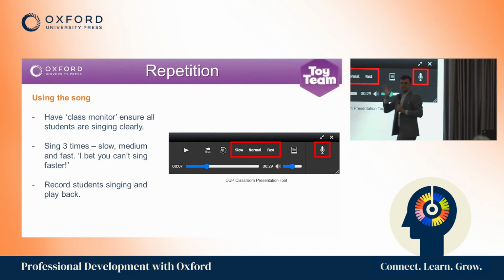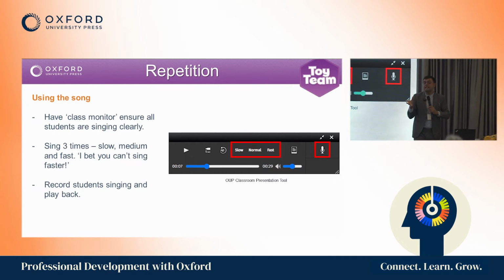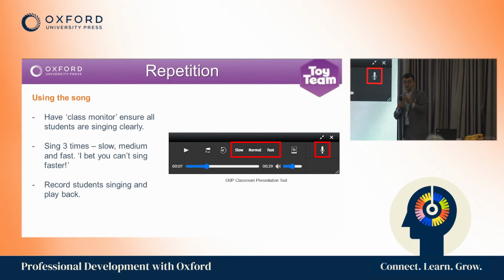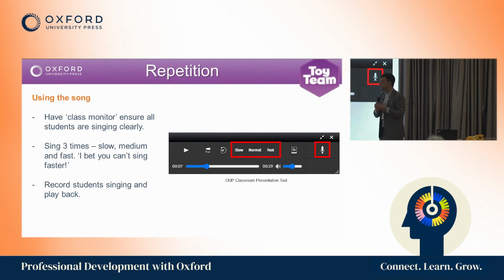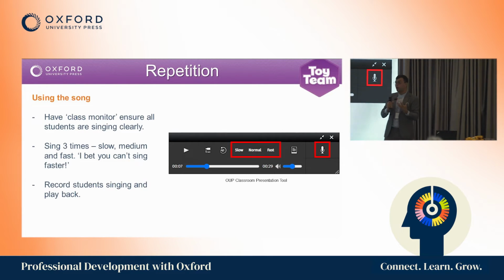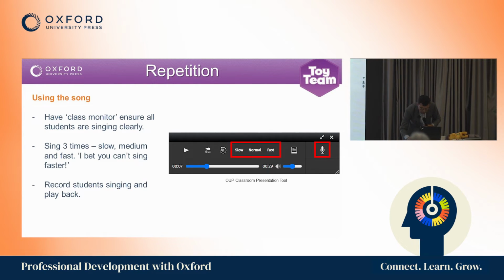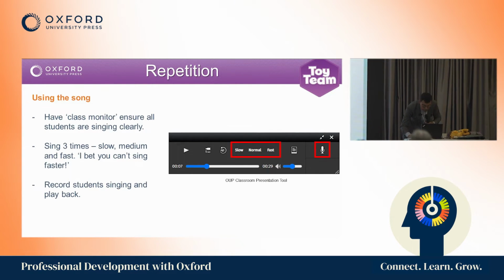By the time you're doing the fast one, it gets a bit silly, right? They're probably not enunciating very clearly, but it's just a bit of fun in the class, and they kind of end up in a bit of giggles. But the whole point is at least they've sung the song twice, maybe even 3 times, at different speeds to build their confidence. And then there's a really fun feature, which is you can record and listen to yourself.